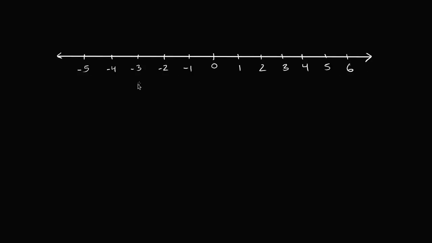Now let's say I wanted to talk about the interval on the number line that goes from, let's say, from -3 to 2. So I care about this. Let me do this in a different color. Let's say I care about this interval right over here. So I care about all of the numbers from -3 to 2.